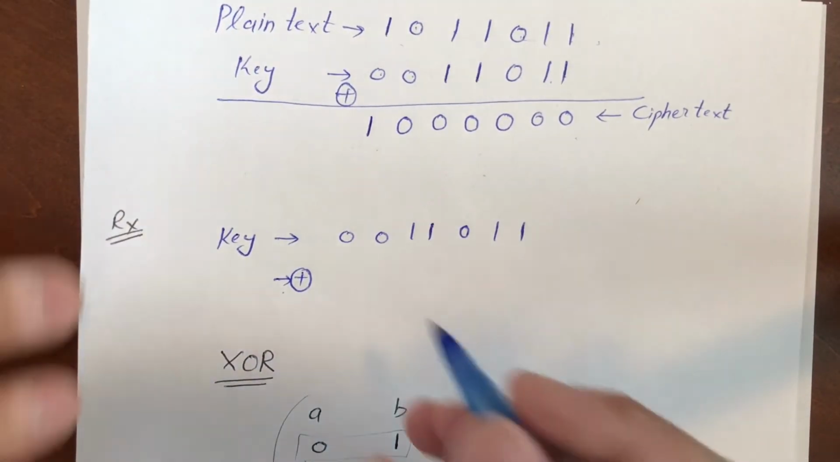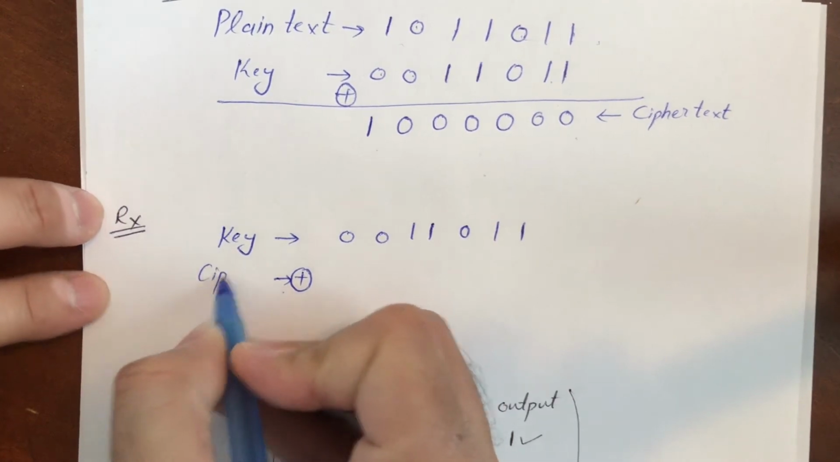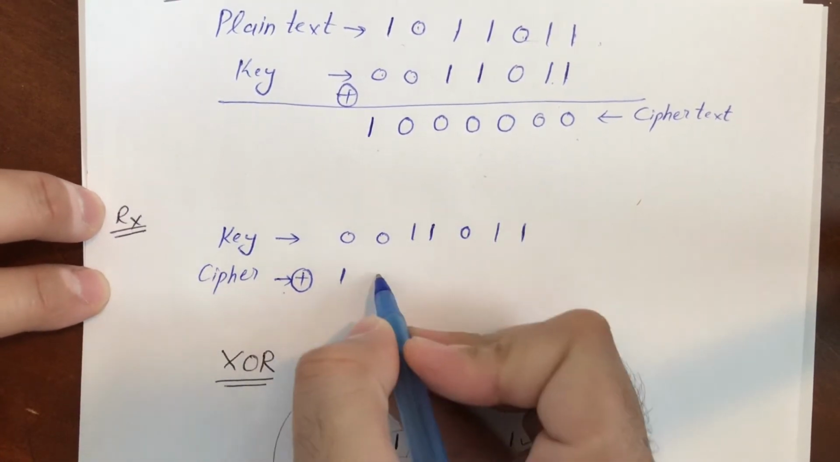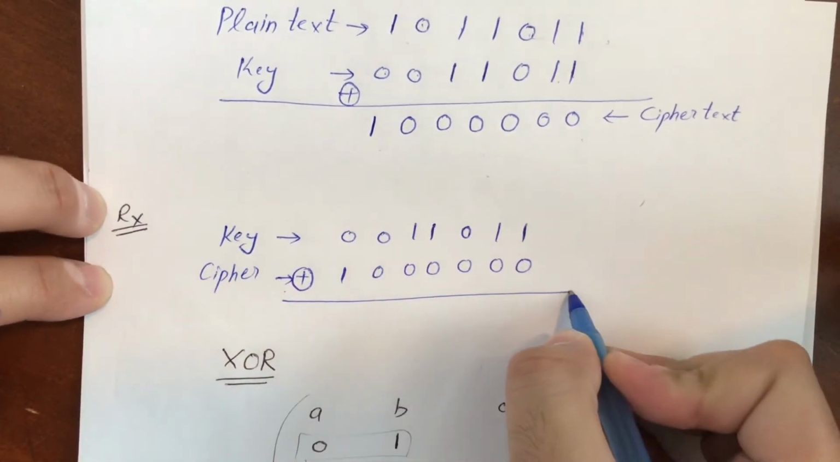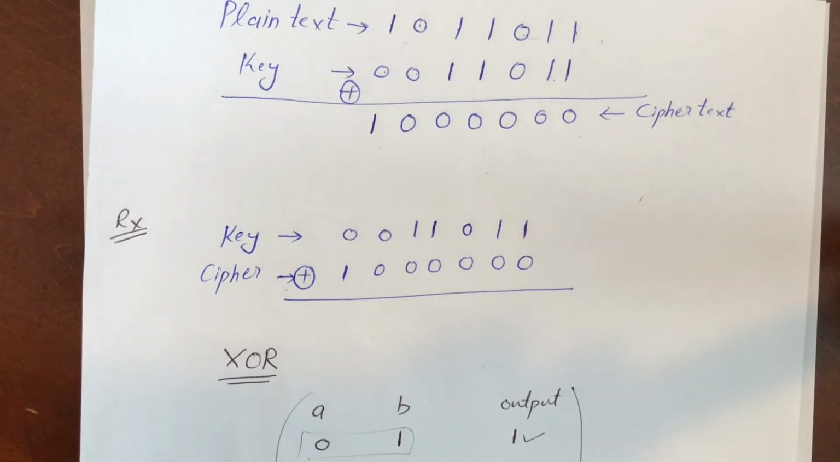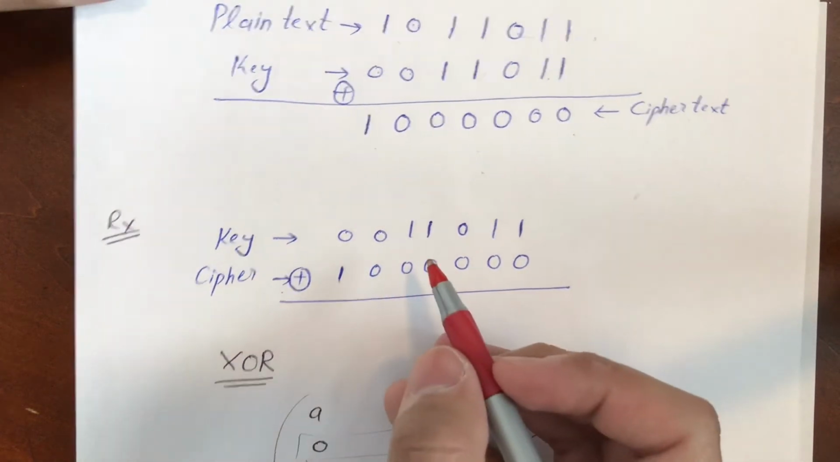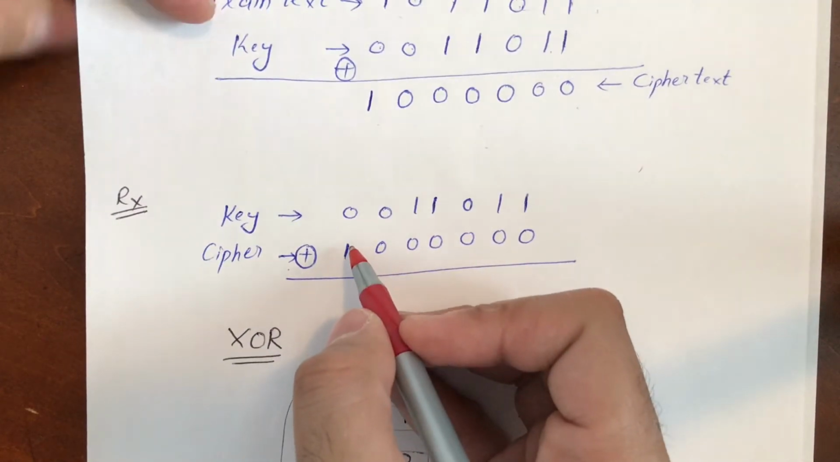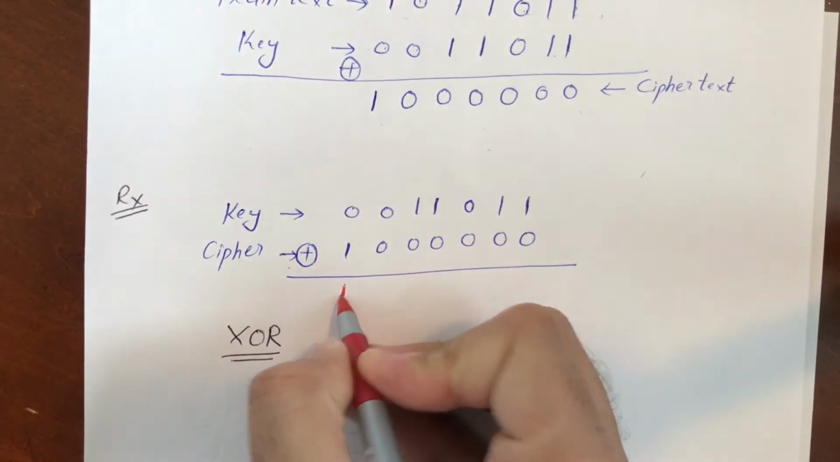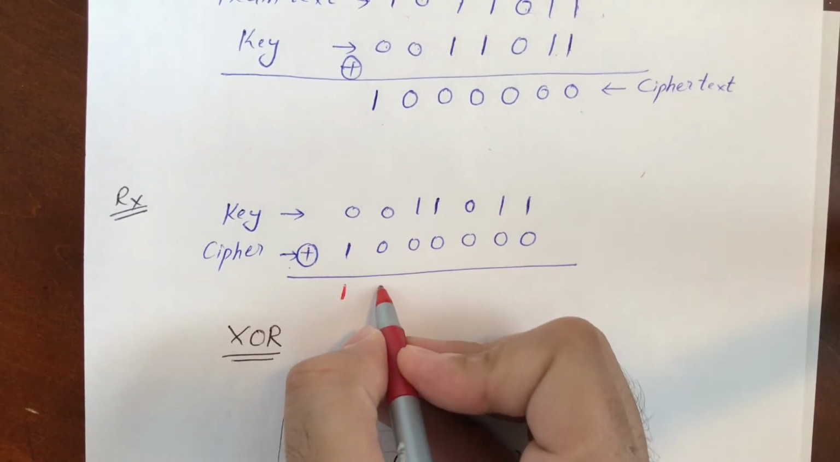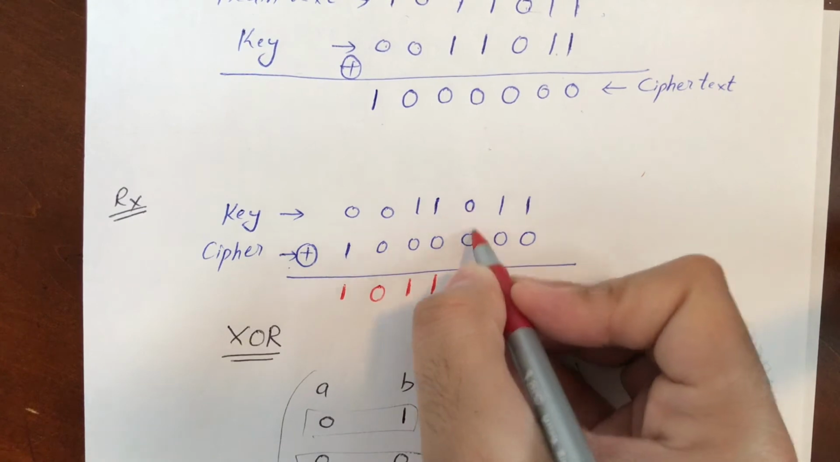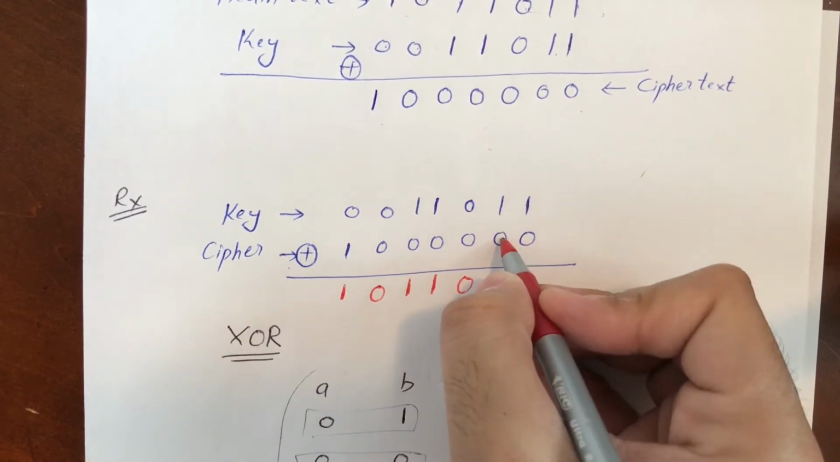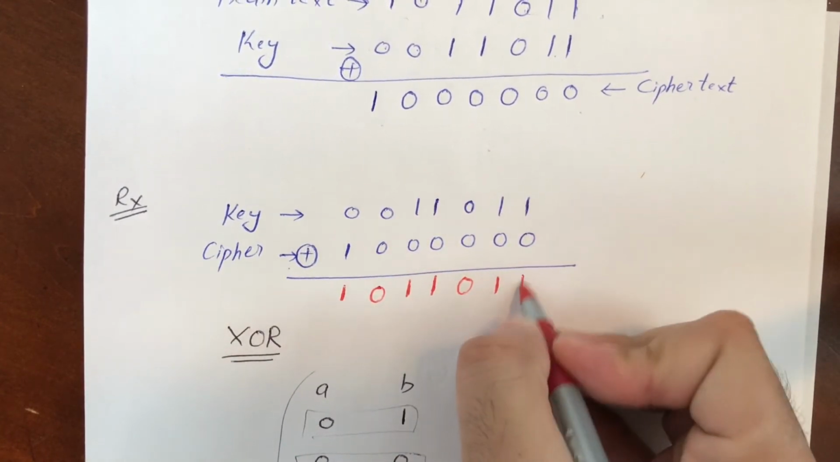So now what's going to happen? The ciphertext will come here. The ciphertext is 1 0 0 0 0 0 0. Again, we will take XOR between these values. Same algorithm: 0 1 different, result is 1. Same, 0 0 0. 1 0 different, 1. 1 0 different, 1. 0 0 0. 1 0 different, 1. Different, 1.